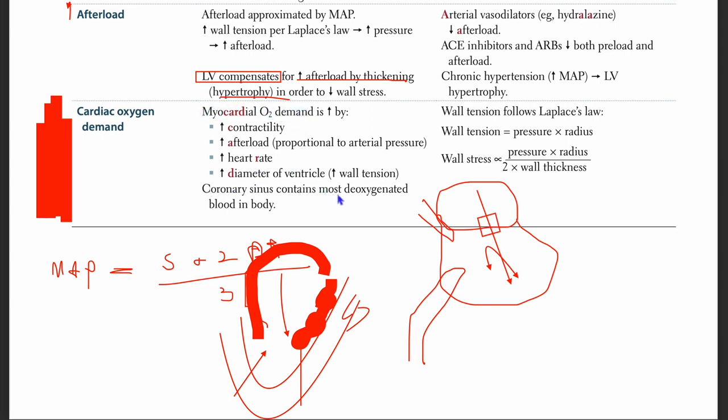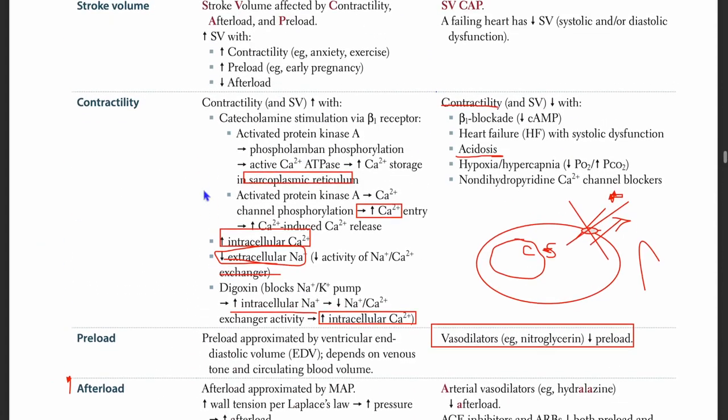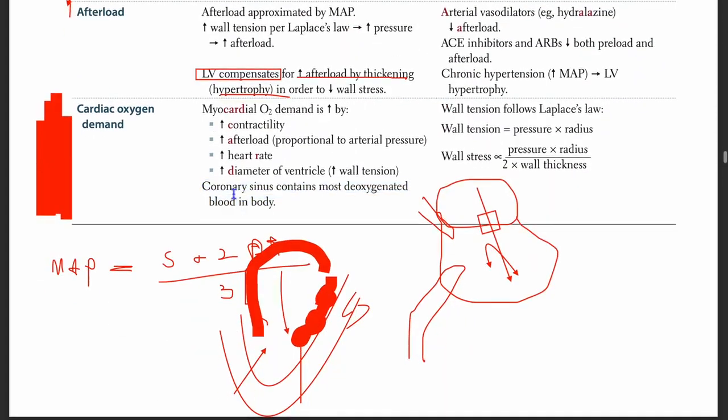Coronary sinus contains most deoxygenated blood in body. Okay, there you go. I guess I wrote it up there, but this is important here. Coronary sinus contains most deoxygenated blood in body. There will be like a question on it, and now you know what the answer is.